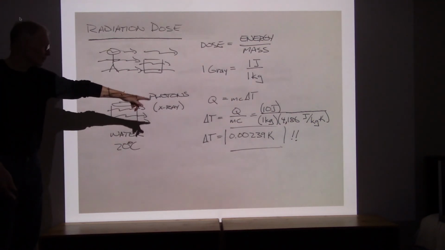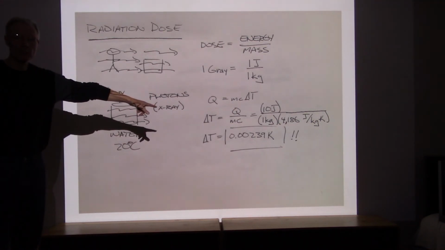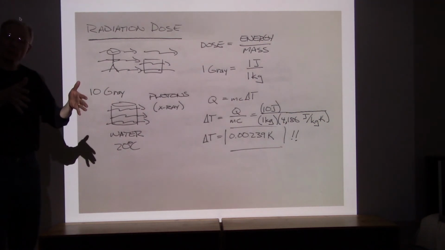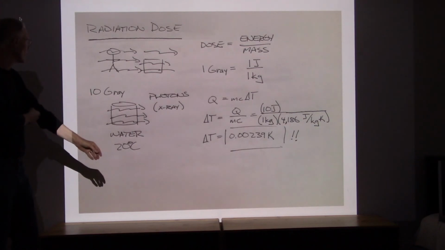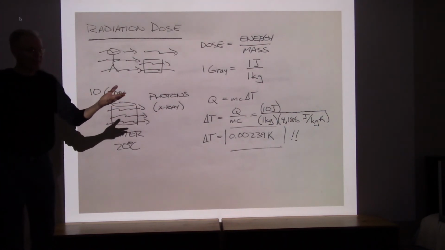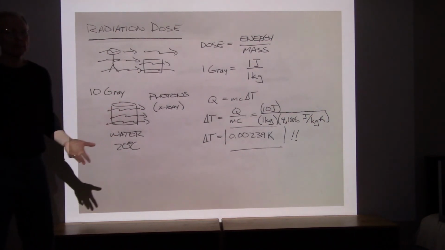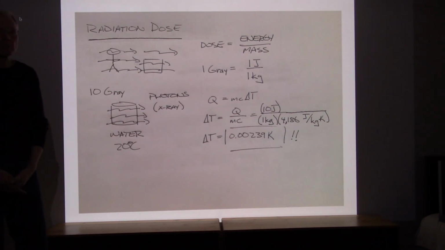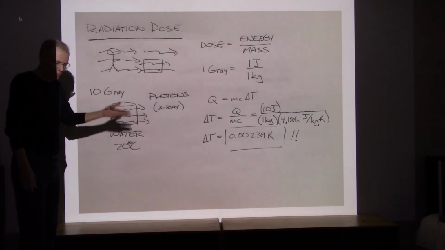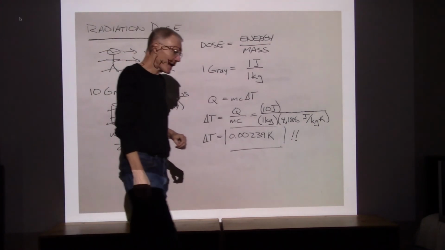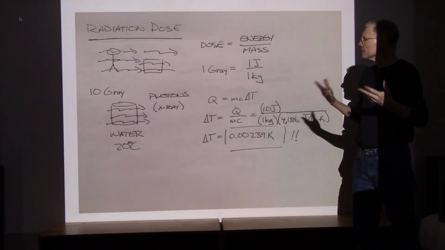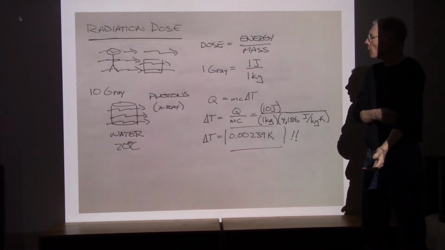That's not going to even warm the person up noticeably. They're not going to feel the effects from that. And again, it's because all the energy is coming in the form of high energy photons, and all of that energy is available to break a bunch of chemical bonds. Okay. Now, the reason that 10 gray is lethal is that 10 gray is enough to damage cells that are in the process of dividing.